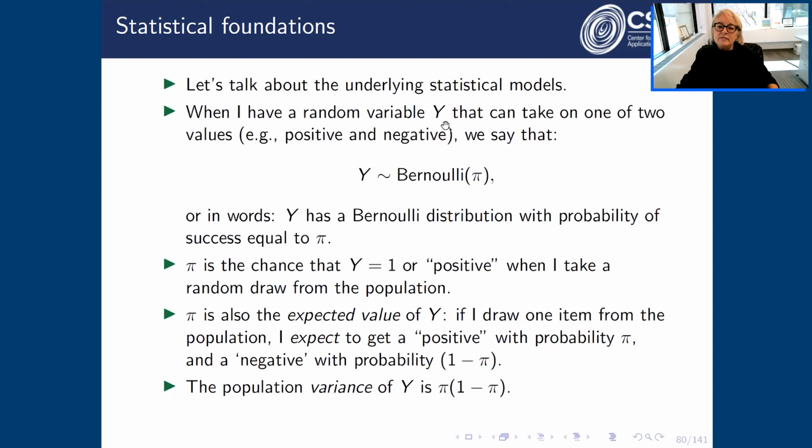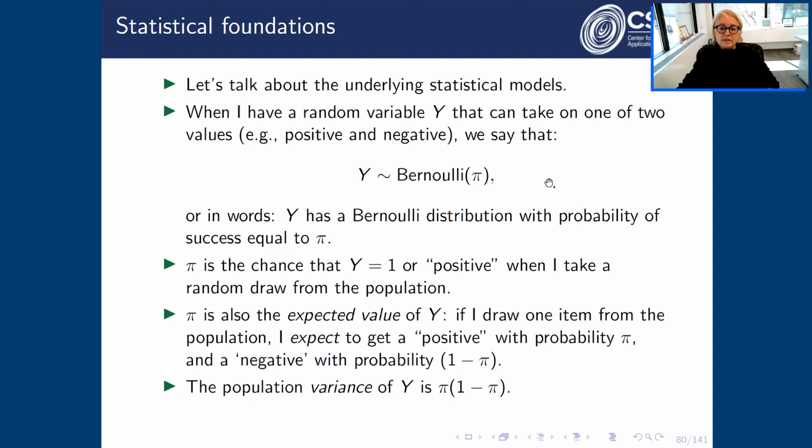So let's suppose I'm still in the categorical world. I have my random variable, and the attribute can take on only two values, positive and negative, let's say. One good probability model, one statistical model for that type of variable is the Bernoulli model. And the Bernoulli model simply says: Y has a Bernoulli distribution with success probability, or probability of positives, pi.